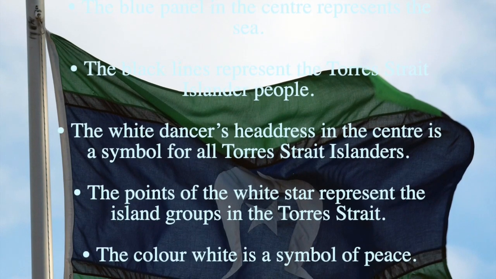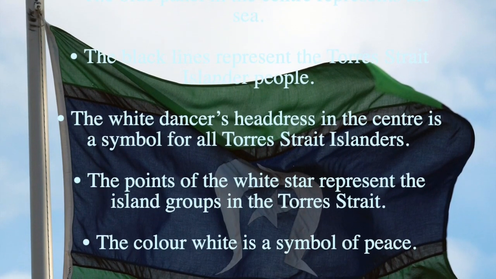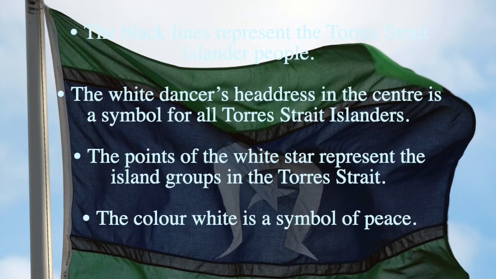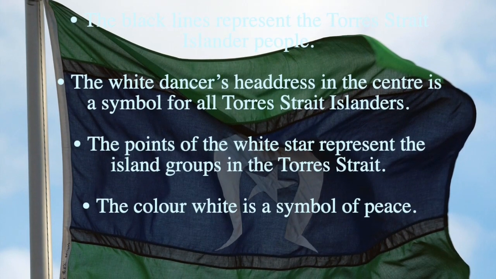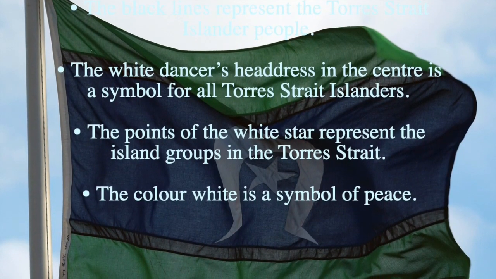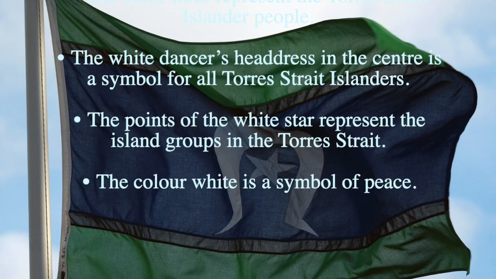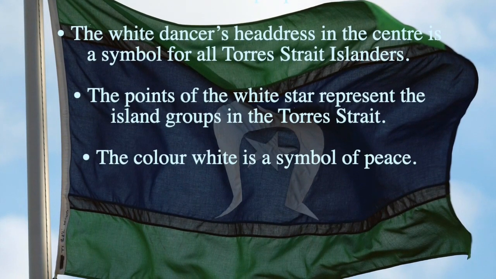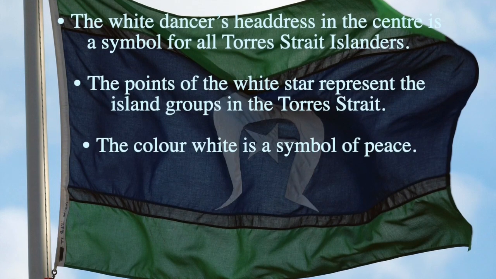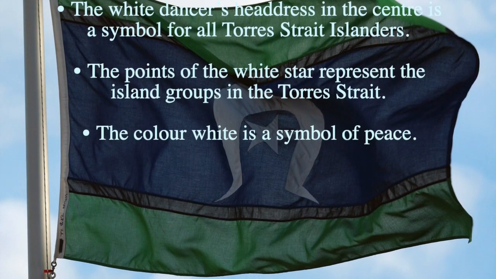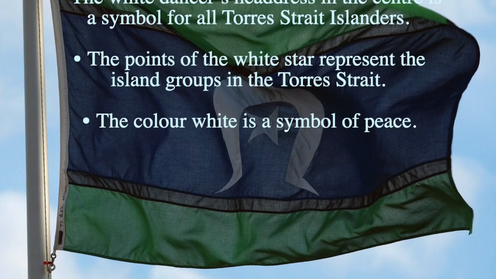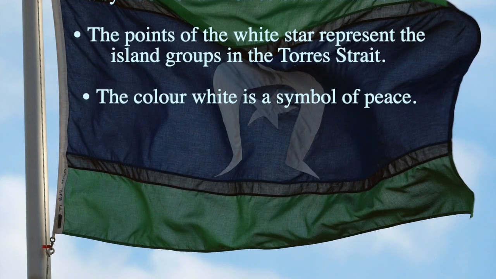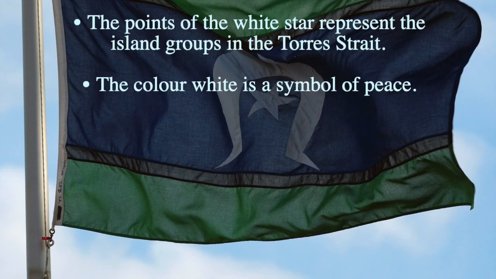The green stripes represent the land. The blue panel in the center represents the sea. The black line represents the Torres Strait Islander people. The white dancer's headdress in the center of the flag is a symbol of Torres Strait Islanders. The points of the white star represent the island groups in the Torres Strait. The color white is a symbol of peace.